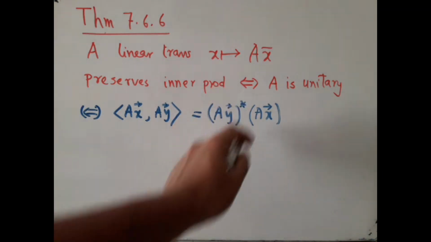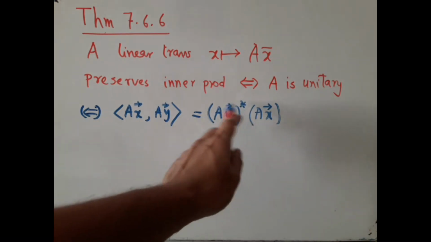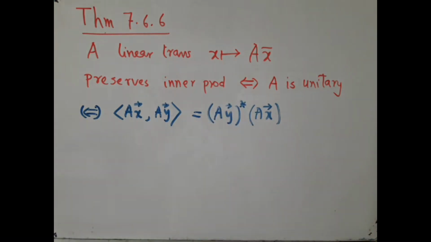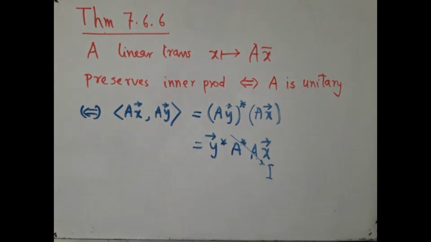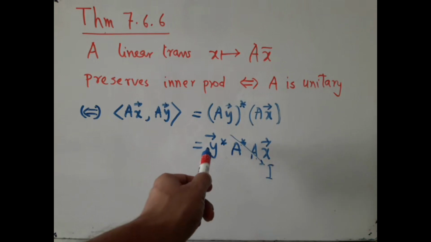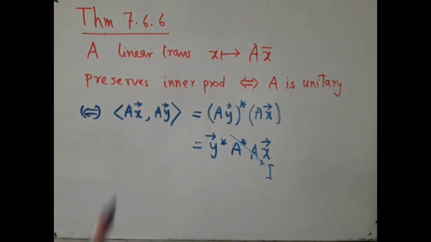Now this thing I can expand because star will distribute with order reversal. So I get this. Now you have A star A. This product is equal to the identity matrix because A is unitary. So I am left with y star x, and that is exactly the inner product of x and y.